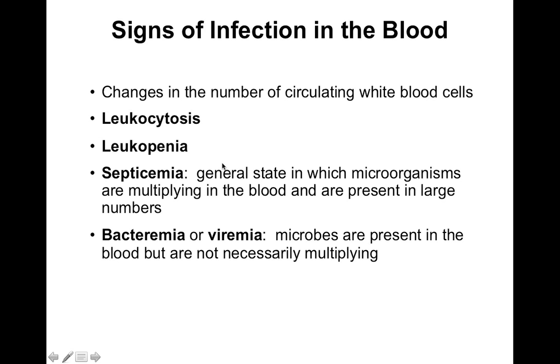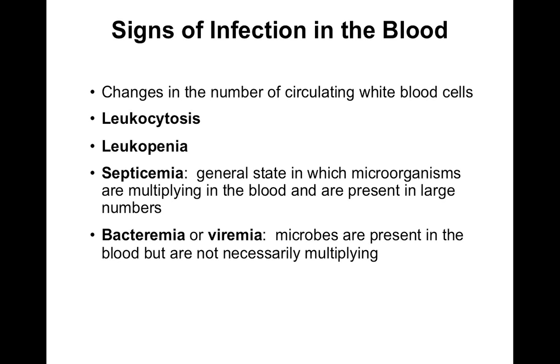Leukopenia is most commonly found in things like HIV. That's because they target white blood cells. But leukocytosis you'll find in a lot of bacterial infections because you're increasing the number of white blood cells to ward off infection. So septicemia, this is a general state where microorganisms are multiplying in the blood and are present in large numbers. So septicemia is where you actually have microorganisms in the blood and they're multiplying.